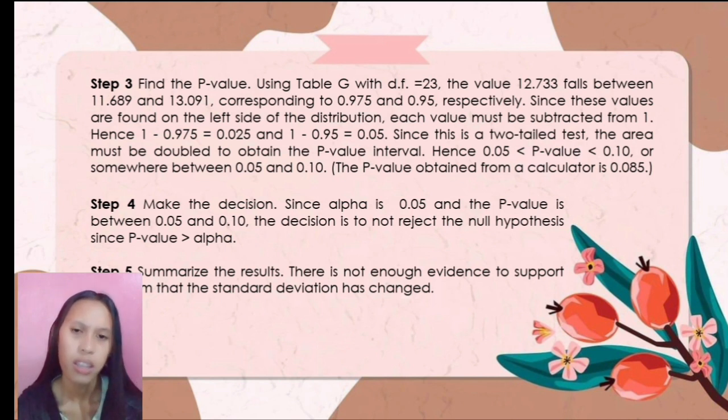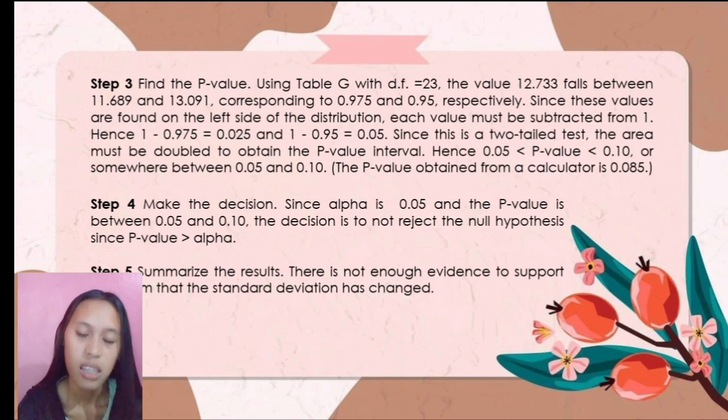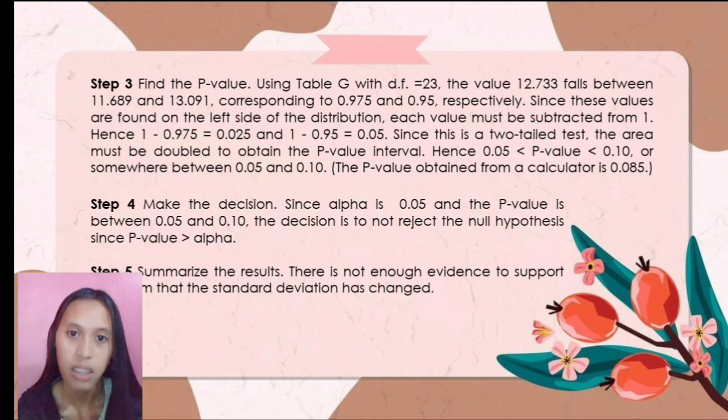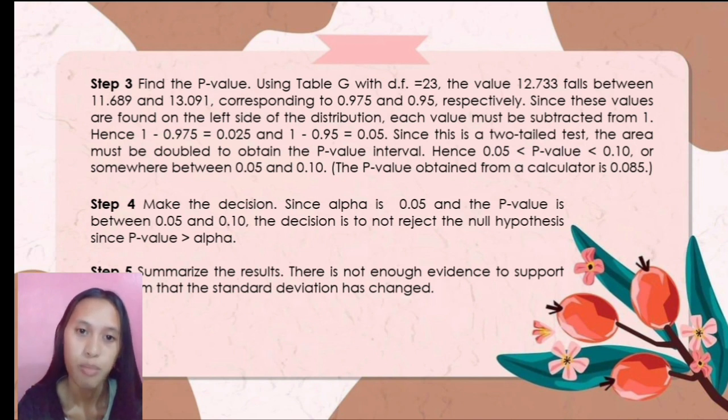Let us make the decision. Since alpha is 0.05 and the p-value is between 0.05 and 0.10, the decision is not to reject the null hypothesis, since the p-value is greater than alpha. Let us summarize the result. There is not enough evidence to support the claim that the standard deviation has changed.